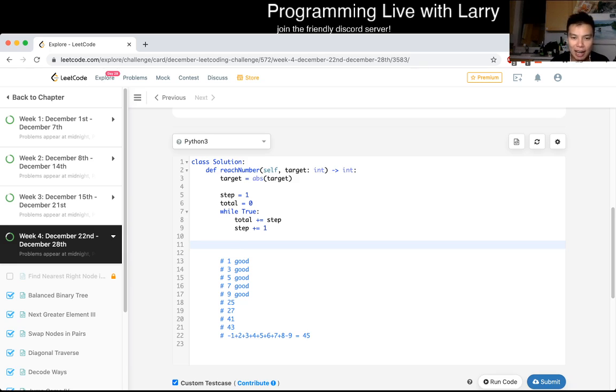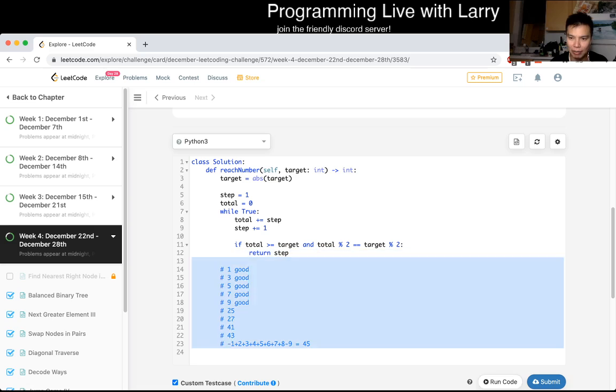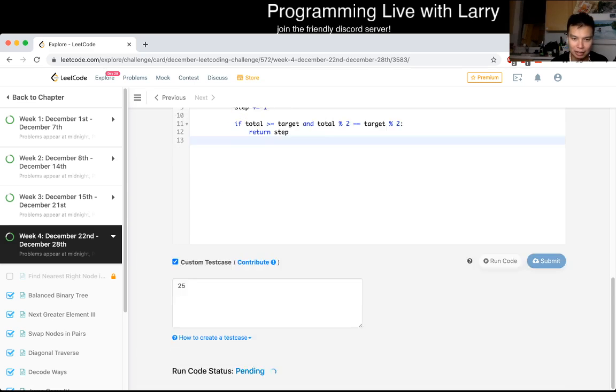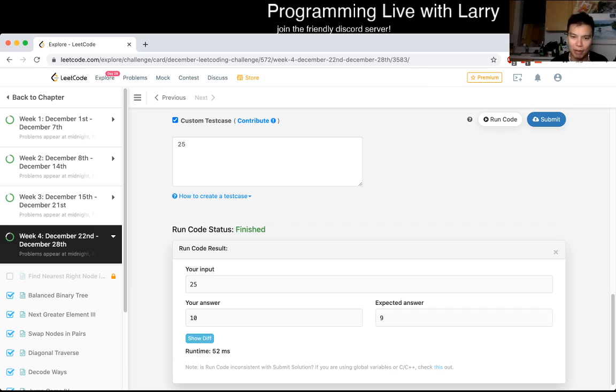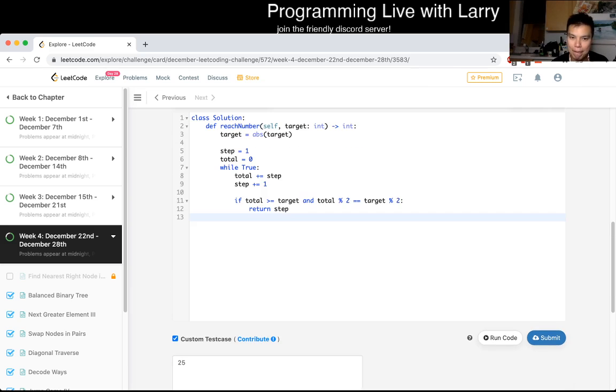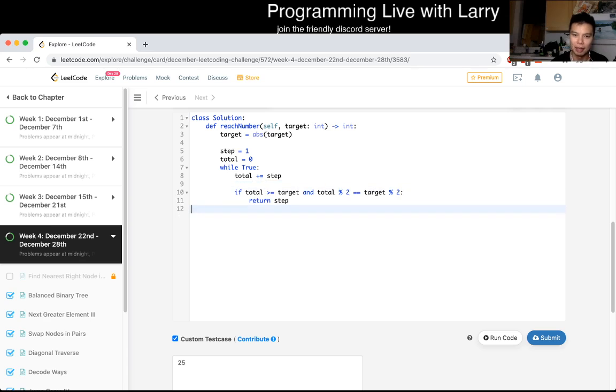So anyway, and then now if total is greater than or equal to target and total mod 2 is equal to target mod 2, then we can return step. I think that's basically how I would want to think about it. Let's see if my... okay, off by 1. Oh, that's because I pre-increment. I think that's why. Because we want to increment step for next time. So I think that's maybe it.